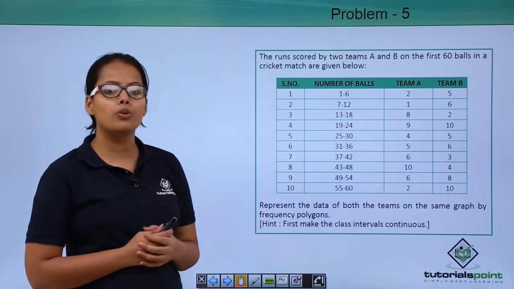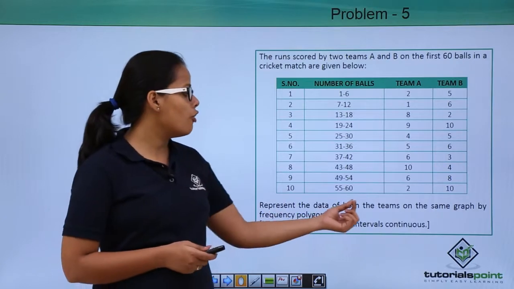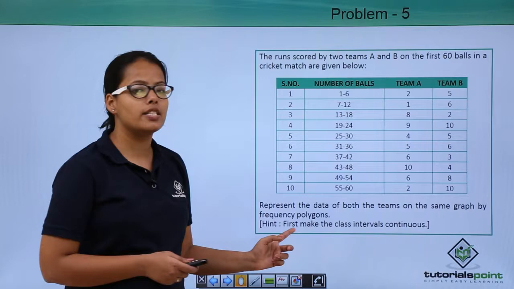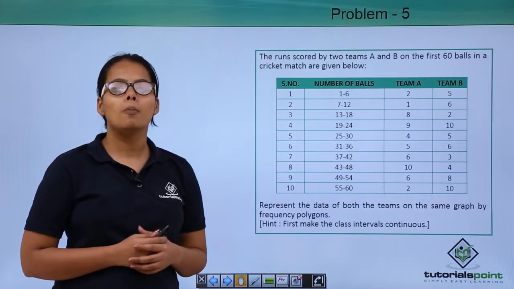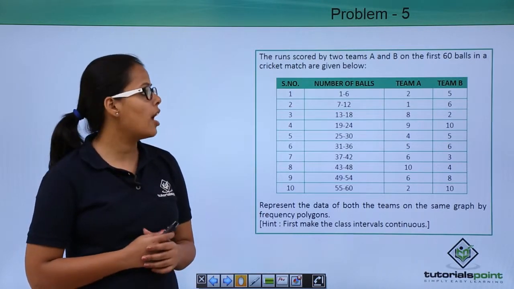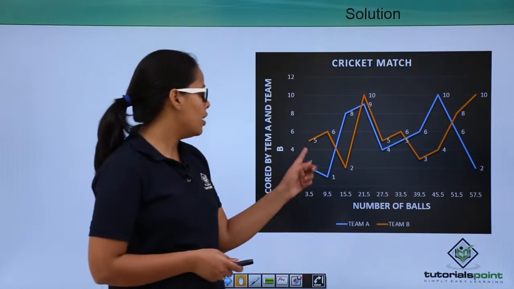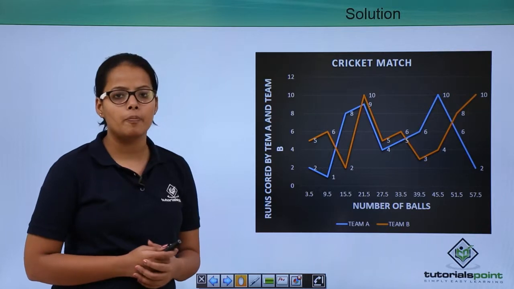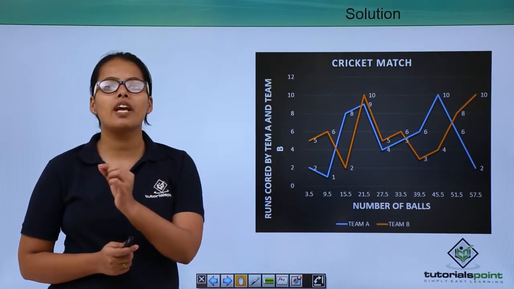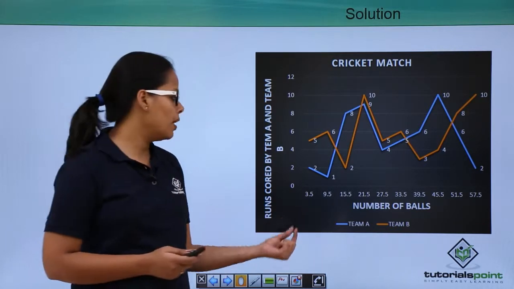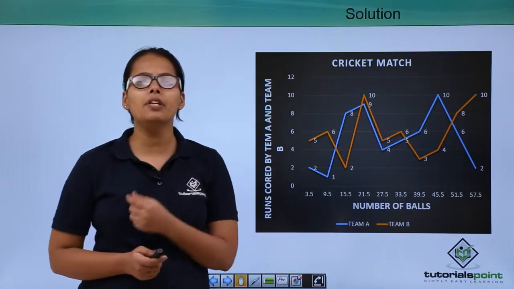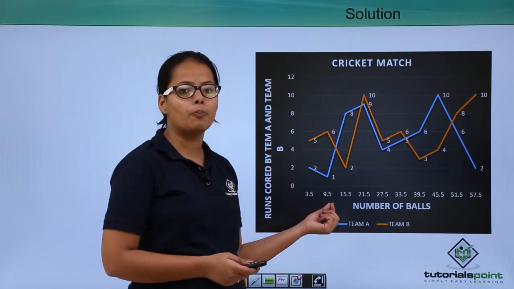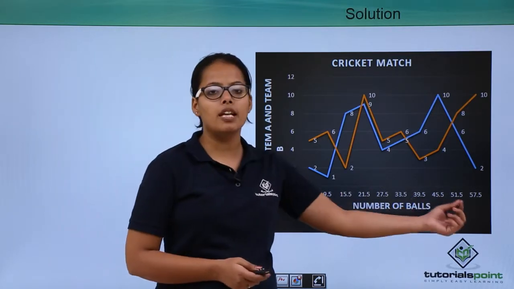Now what you have to do here, represent the data of both the teams on the same graph, first of all by frequency polygon. So here you need to plot a frequency polygon. So let's see how to plot. Here, instead of taking that interval, what I have done is I have taken the mean. I have taken the mean of 0.5 to 6.5, so that mean will be 3.5. And when you take the interval from 6.5 to 12.5, then that mean will be 9.5. So these are the mean values.